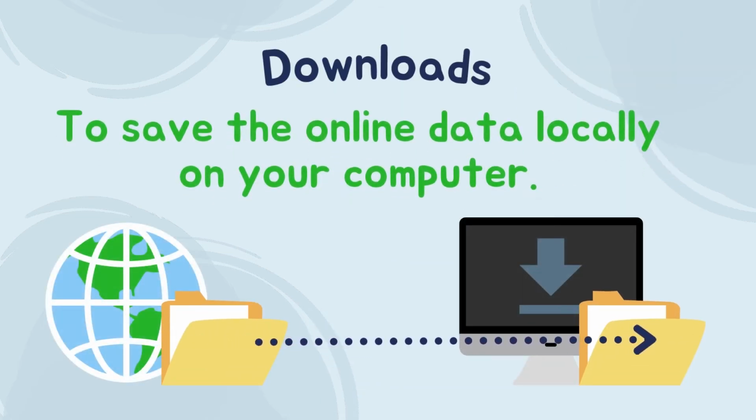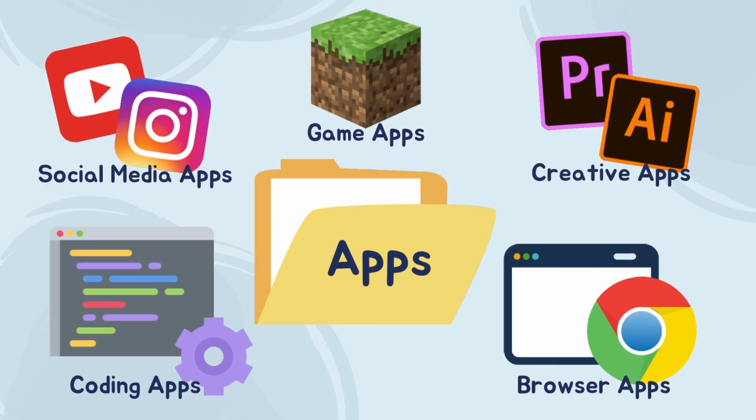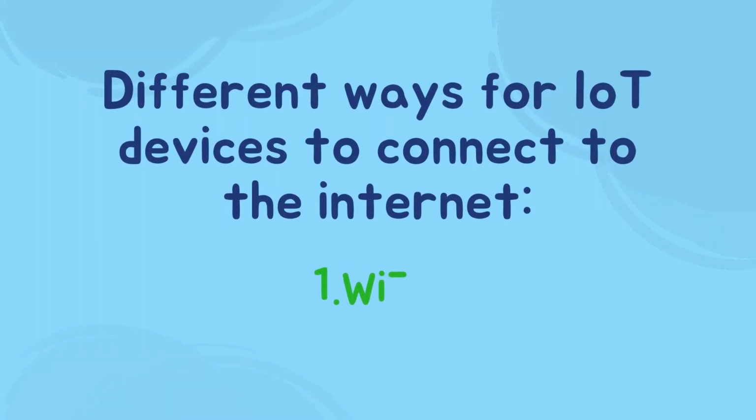Download means that you want to save the online data locally on your computer. You can also download apps which can be used on your computer. Apps are connected to the Internet to allow you to talk to others. Apps can be social media, games, and many more. Now let's talk about the different ways for smart devices to connect.